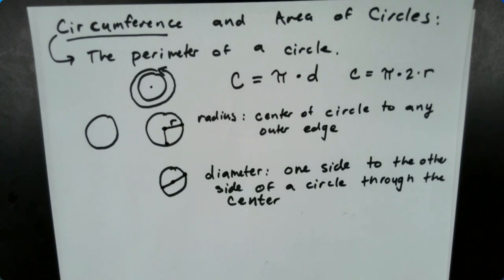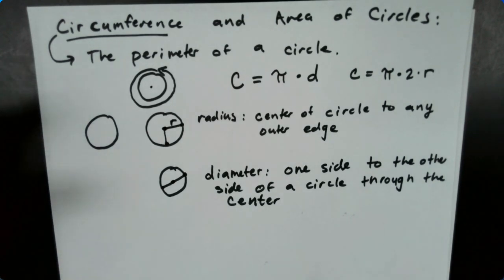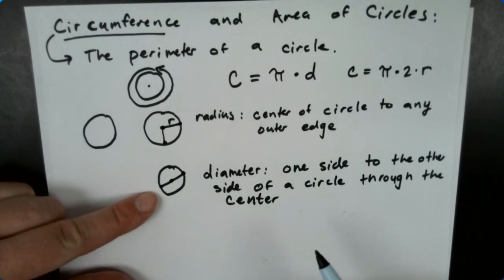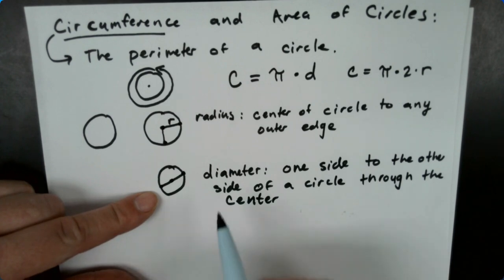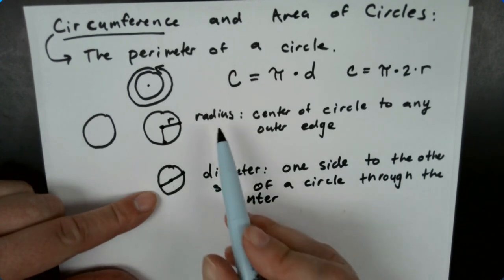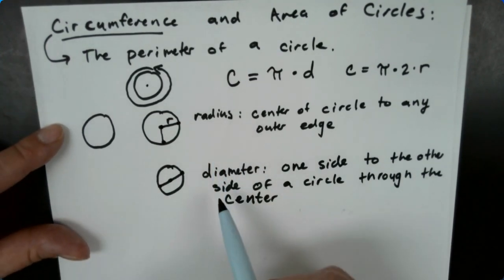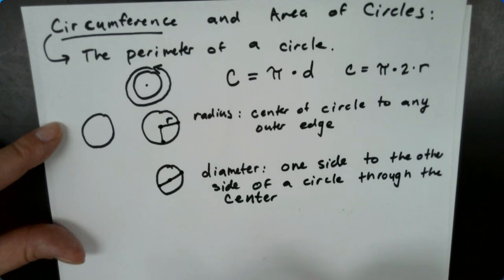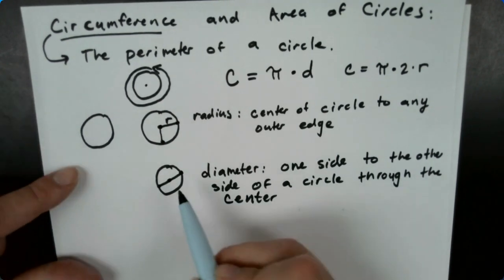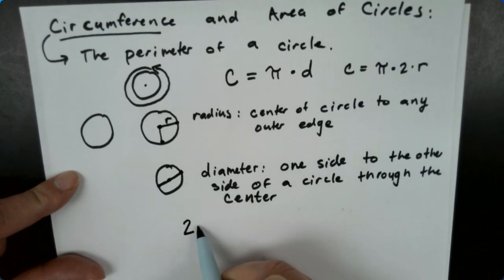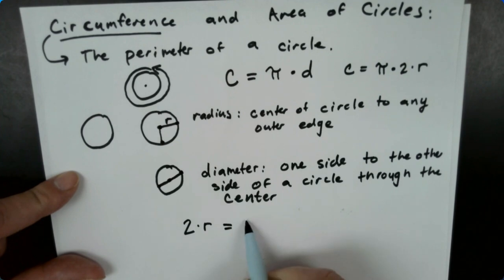Okay, questions so far? Does some of this look familiar? Blank stares. Okay. The other thing that we might notice, how many radii do we need to have to get to a diameter? 2. Good. So if I look at this, I have a radius here. I have a radius here. So for 2 radii, we get 1 diameter.